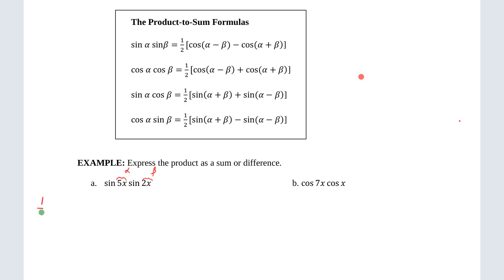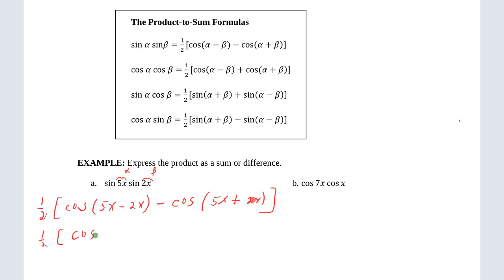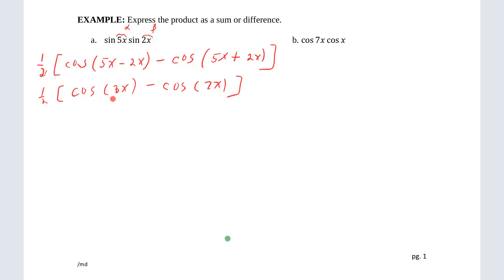1/2 cosine of alpha, which is 5x, minus beta, which is 2x, and then minus cosine of alpha, which is 5x, plus beta, which is 2x. After that, we just need to simplify each of those angles. So we now have 1/2, and then we get cosine 3x minus cosine 7x. Now I am going to distribute the 1/2 to each of these terms.